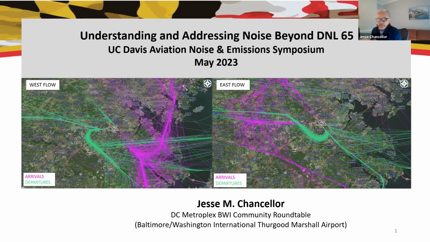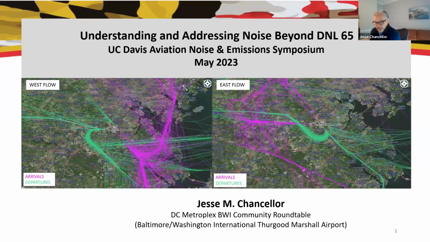Today, I'm going to describe how the BWI Community Roundtable developed our virtual airport noise and operations report that uses the number of events above 55 decibels as a key metric. But first, I'll give you some context for the report and some background on the BWI Roundtable.